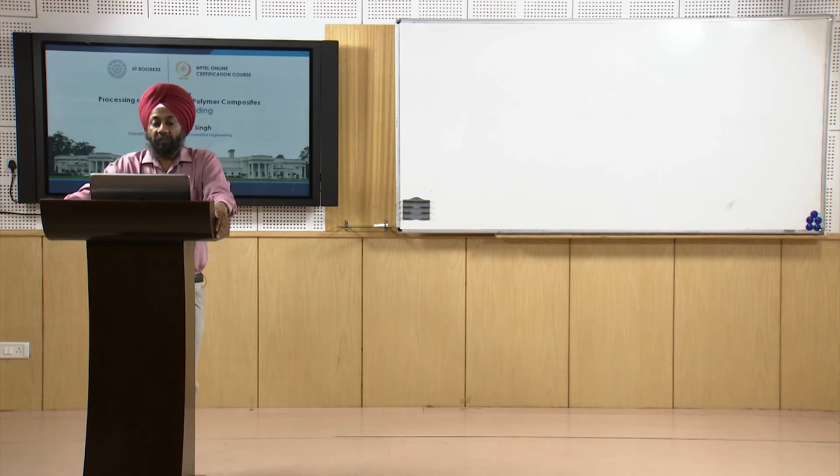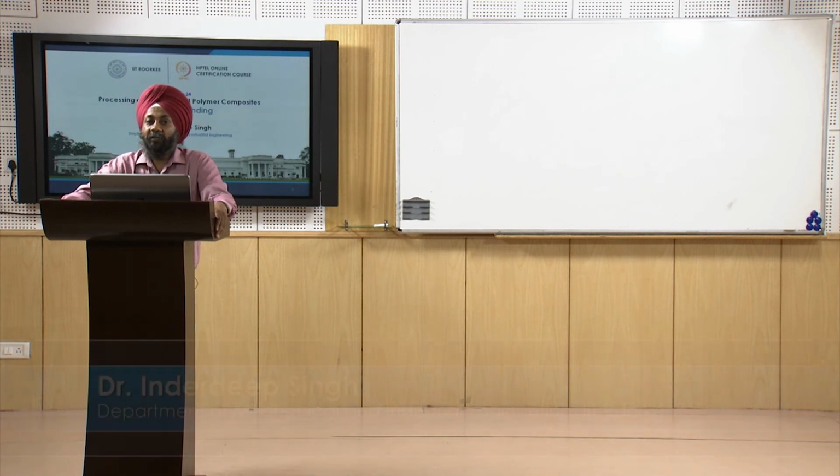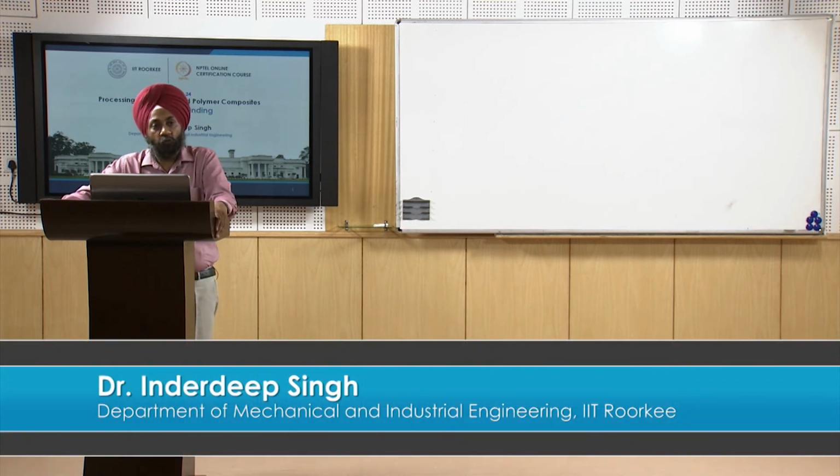Finally, coming to the applications, composite products like storage tanks, pipelines, vessels, gas cylinders, fishing rods, missile cases, rocket motor cases, ducting, cement mixture, sailboat mast, aircraft fuselages and golf club shafts are very commonly developed with this method. All of the products mentioned here are axisymmetric in nature and most of them are hollow in nature. Therefore the process of filament winding is most suitable for production of these composite products.